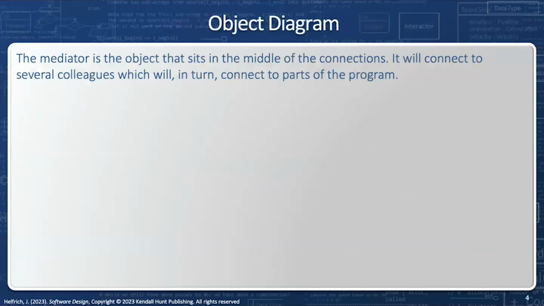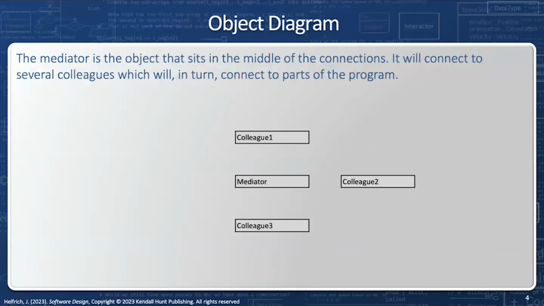So how are we going to implement this? Well, first of all, we're going to start with an object diagram. And the mediator is the object that sits in the middle of the connections, and it will connect to several colleagues. And we'll have colleague 1, colleague 2, colleague 3, and colleague 4. So the mediator will have a reference to each colleague, so the mediator can contact each colleague as needed. And the colleague will also have a reference back to the mediator, so the colleague can contact the mediator as needed.